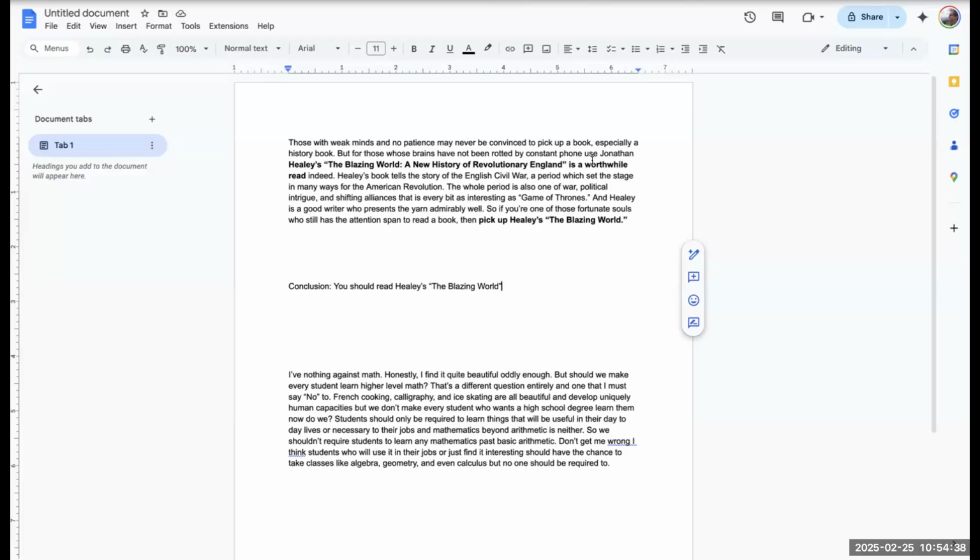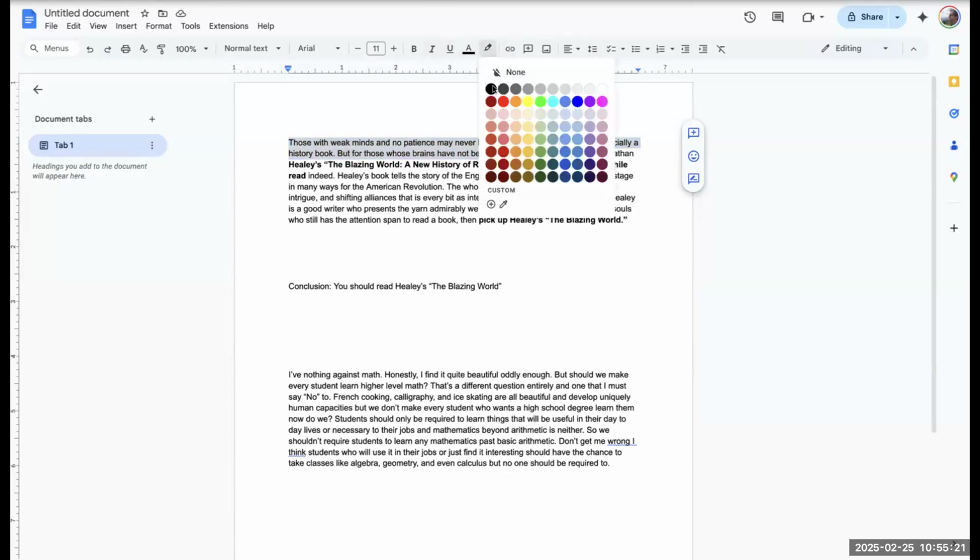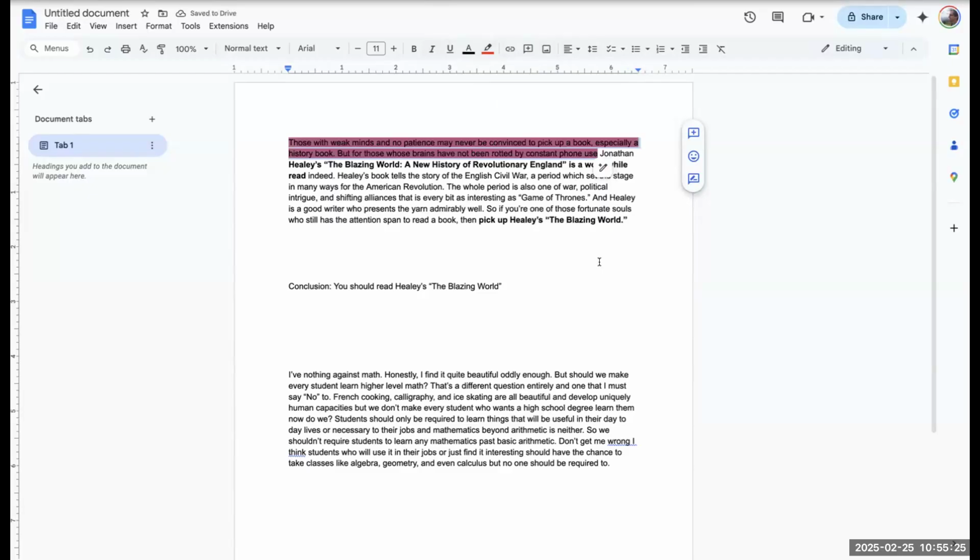Now we go through and we look for rhetoric, right? Well, those with weak minds and no patience, blah, blah, blah, right? Am I giving you any good reason to think that this is a good book? No, I'm basically just making you think that smart people will read this book. You don't want to be on team dumb, right? Look, this is really blunt. Most of the time when people use rhetoric, it's not this ham-fisted, but I'm making it ham-fisted to make a point, right? So those with weak minds, no patience, blah, blah, blah. That's all rhetoric. Those whose brains have not been rotted by constant phone use, also all rhetoric. I will highlight this, just to make a point here. Let's put it in red, or actually that's purple. Fine, I like purple better anyway, right? That's all rhetoric. Get rid of it, right?